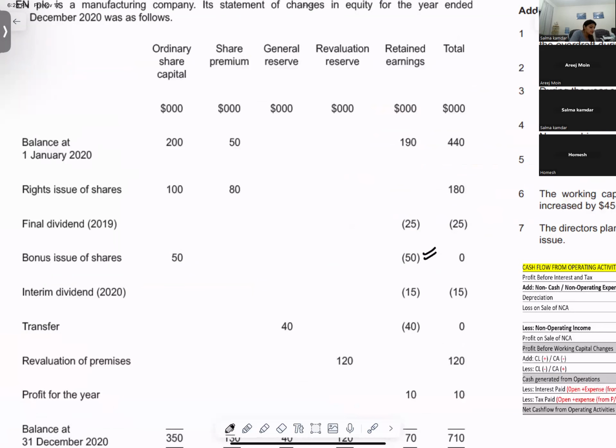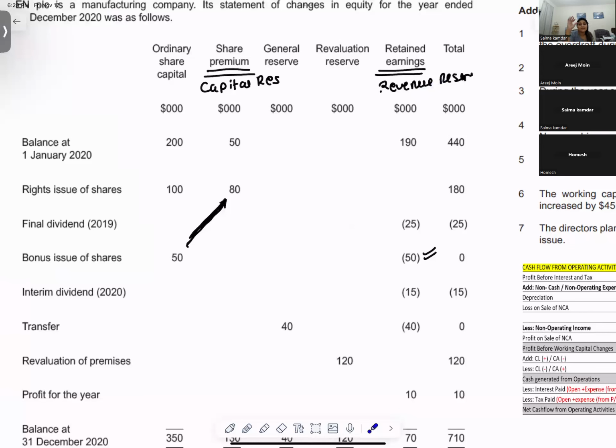I can also make bonus issue from share premium, right? Am I correct? Yes, you can. Share premium is called what kind of reserves? It is called capital reserves. And retained earnings is called what kind of reserves? It is called revenue reserves. I can issue bonus shares from capital reserves also, and I can issue bonus shares from revenue reserves also.